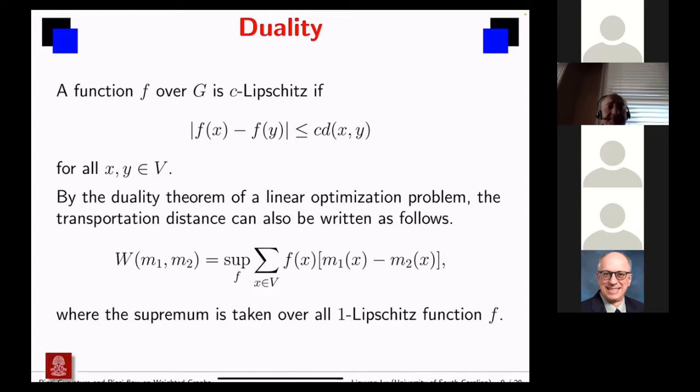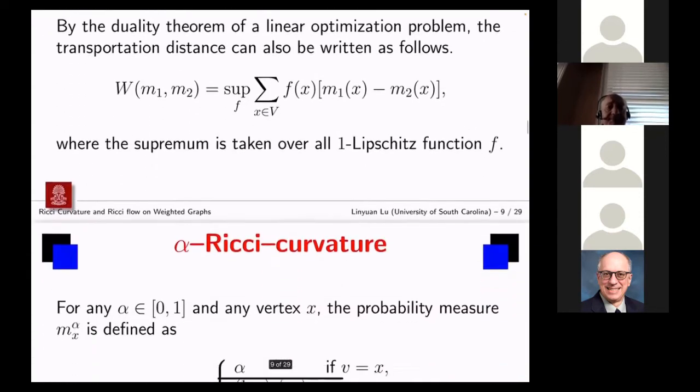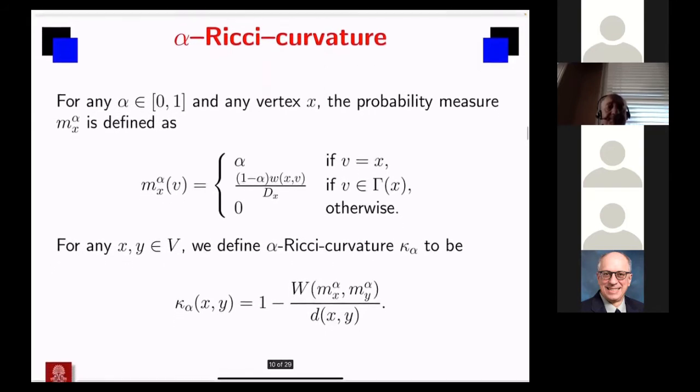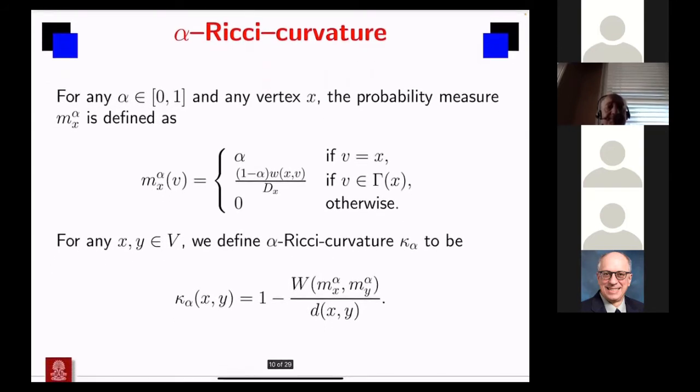So now let's give a definition of Ricci curvature of graphs. We first define the so-called alpha Ricci curvature. Alpha is the idleness. That tells you you do a lazy random walk. So you start from X, you move to one of the neighbors, right? With probability alpha, you just stay at the vertex. With probability 1 minus alpha, you move to one of the neighbors with probability proportional to the weight of that edge, W_xv. So here W_xv appears.